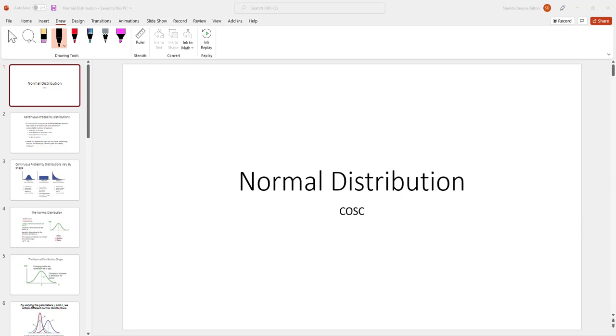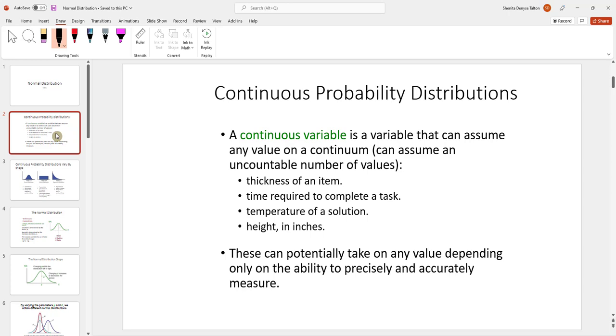In this video, I will talk about the normal distribution. A continuous variable is a variable that can assume any value on a continuum. It can assume an uncountable number of values, such as the thickness of an item, the time required to complete a task, temperature of a solution, height in inches. These can potentially take on any value depending only on the ability to precisely and accurately measure.